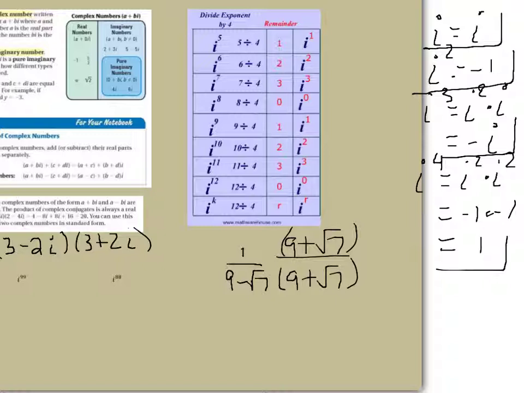After that, everything repeats. See how here they have i to the 5th? They did 5 divided by 4, remainder of 1, so it's exactly like i to the 1st. So what does that equal? i.